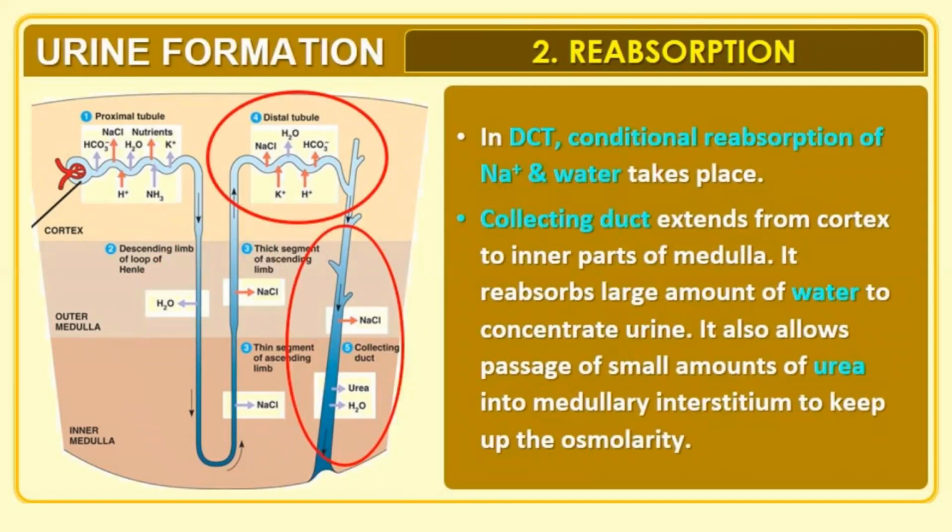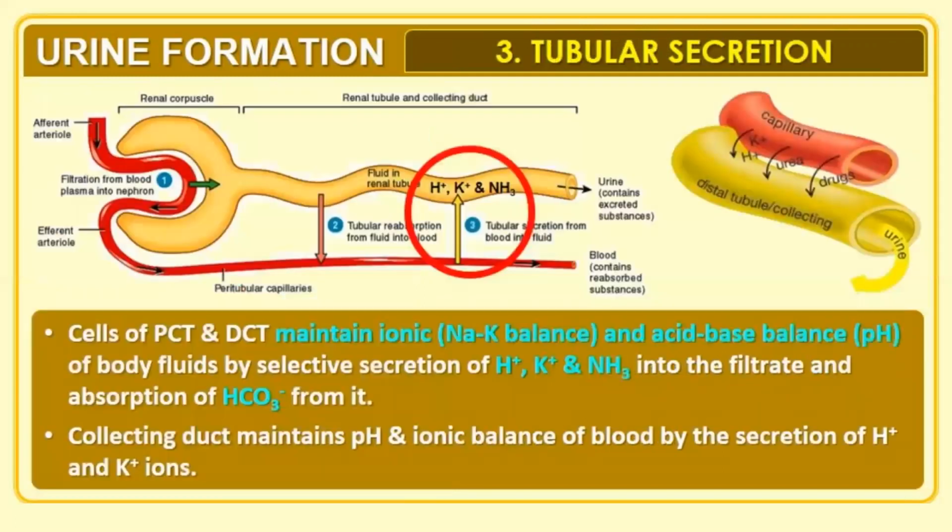In DCT, conditional reabsorption of sodium and water takes place, and the collecting duct extends from the cortex to the inner part of medulla. It reabsorbs a large amount of water to concentrate urine. It also allows passage of a small amount of urea into the medullary interstitium so as to keep up the osmolarity of the body. The third step of urine formation is tubular secretion.